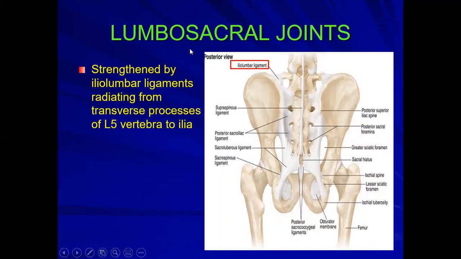And then we have the lumbosacral joint. The lumbosacral joint is a joint between the lumbar L5 and also the sacrum. You see here we have the lumbar vertebra, and then we have the sacrum here. This lumbosacral joint is strengthened by the iliolumbar ligament. If you see here, it radiates from the transverse process of L5 toward the ilium. It is strengthened by this ligament, the iliolumbar ligament.